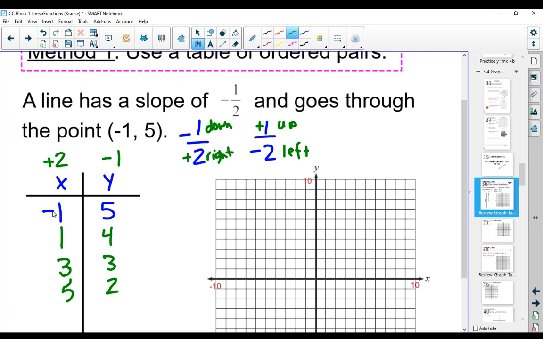I again could go in the opposite direction as well. So if I had -1, 5, I could add 1 and subtract 2. So 5 plus 1 would be 6, and -1 minus 2 would be -3. So that could also be another point, -3, 6. If I plot all those points, I would have -1, 5, 1, 4, 3, 3, and so on.